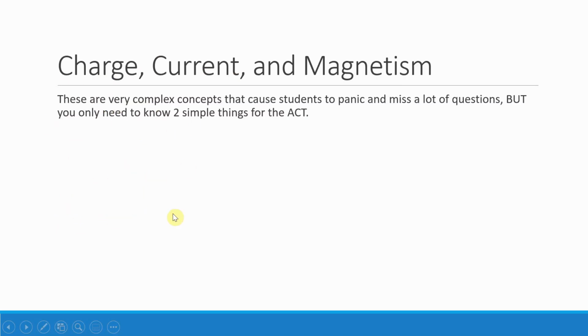All right, next up, since we're done with genetics, we're going to go to charge, current, and magnetism. These are very complex concepts that you're typically going to cover in a physics course that almost no students have gotten to when they get to the ACT, and they might not cover it at all in high school. But don't panic, because a lot of students will panic when they see this, like, I've never seen magnetism, how am I supposed to do this? And they'll miss a lot of questions.